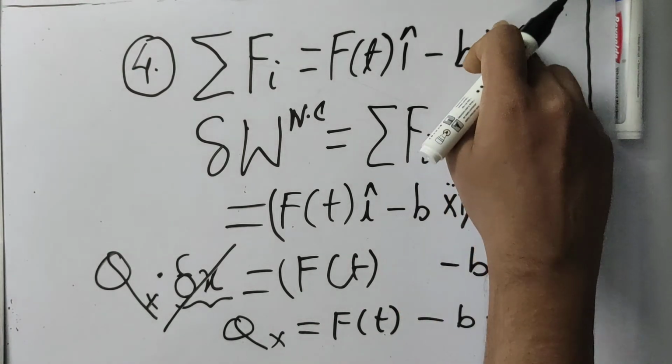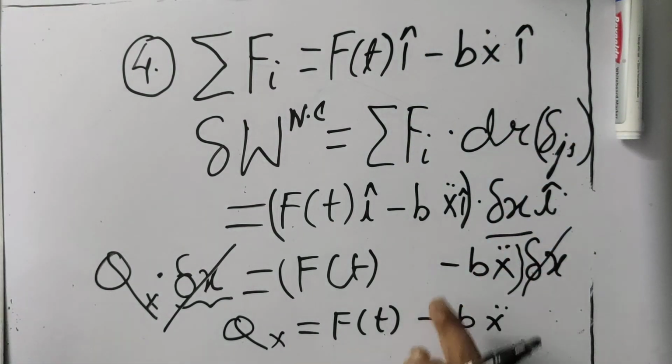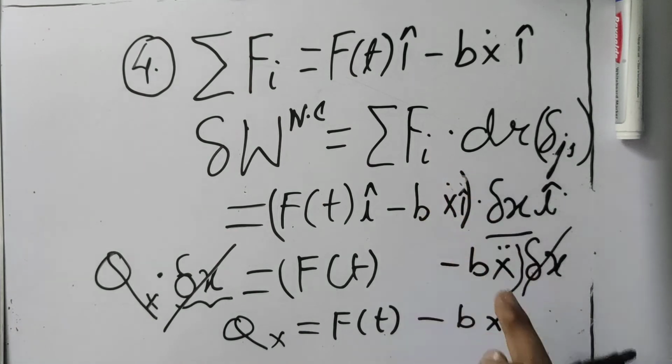Sorry, I think this will be a single dot. Double dot makes it b times acceleration, which is not a force. bv is our force. I was doing that wrong. So b x dot, b v, kind of. This is the correction made. I was writing it wrong.